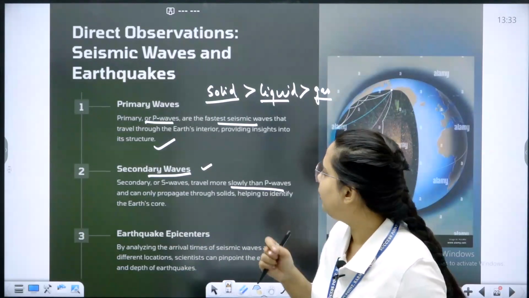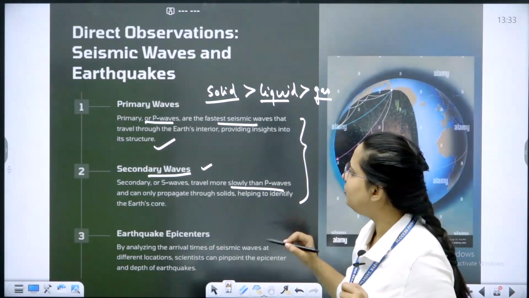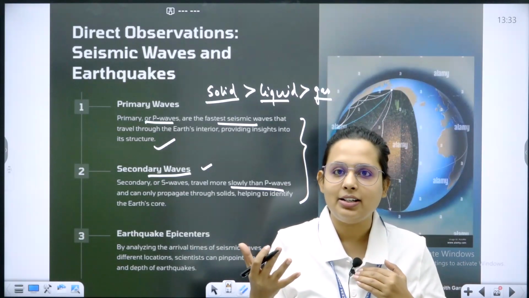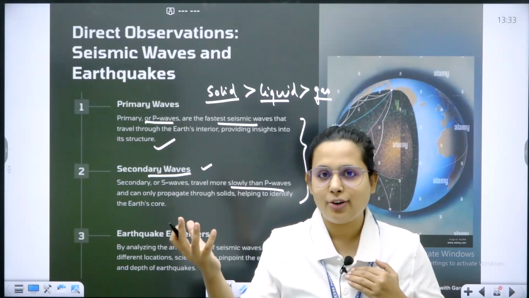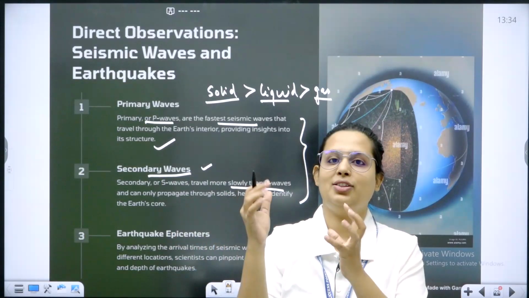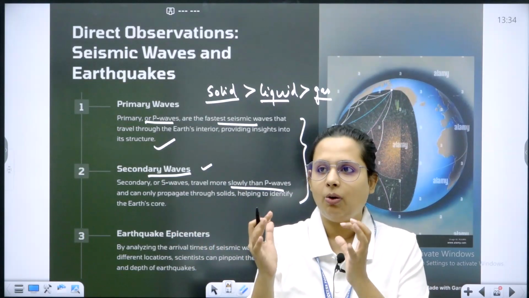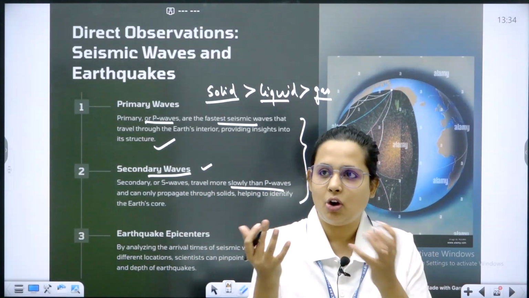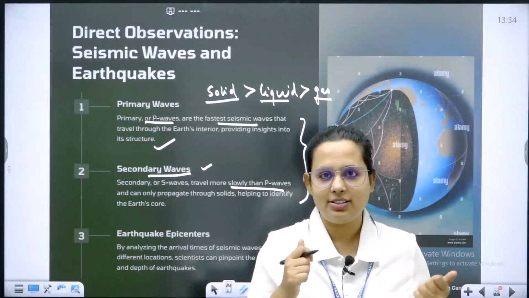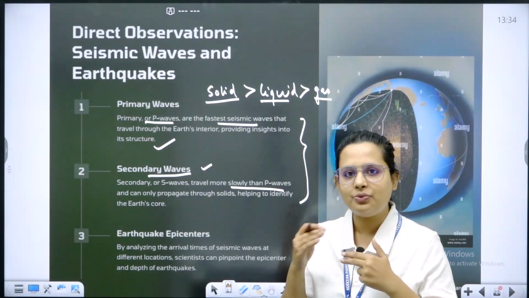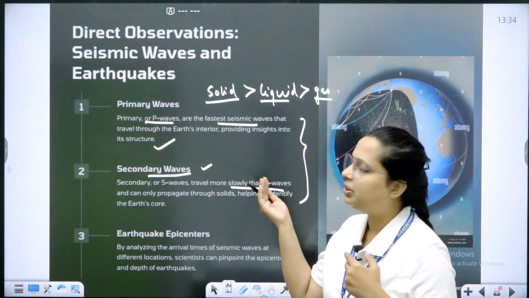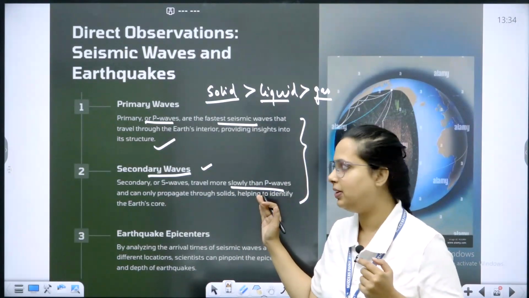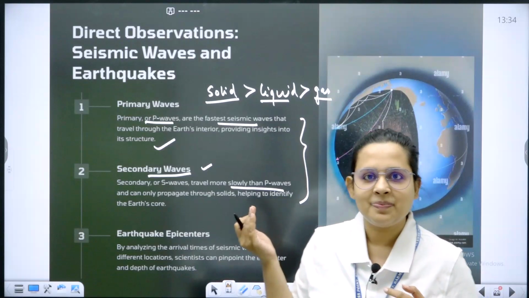Why is that? Because this difference will lead us to understand whether the interior of the earth is solid, if the whole earth is solid, if it is liquid, or up to what region it is solid, up to what region it is liquid, or maybe in a semi molten state, right? All of that information is given on the basis of the fact that primary waves can travel in all three mediums and secondary waves can only travel in the solid state, right?